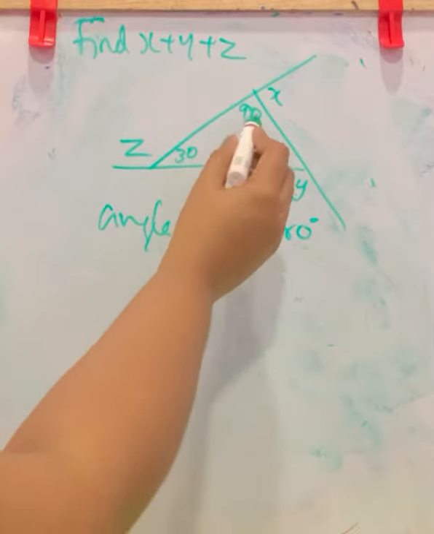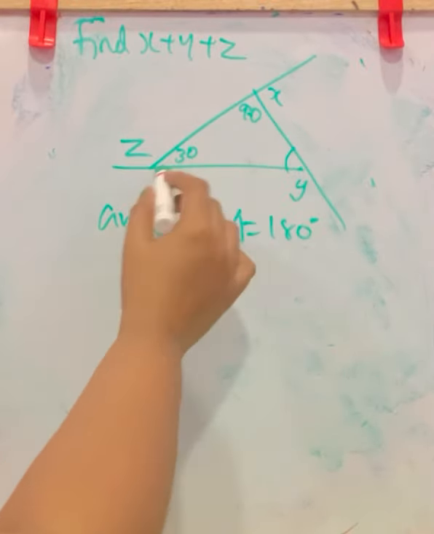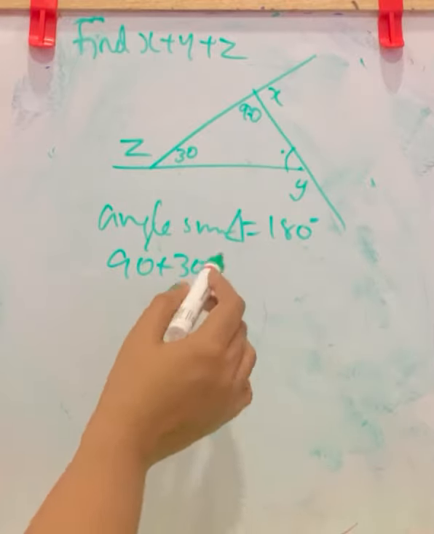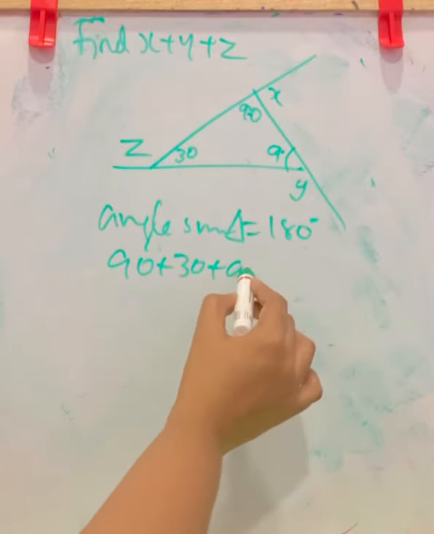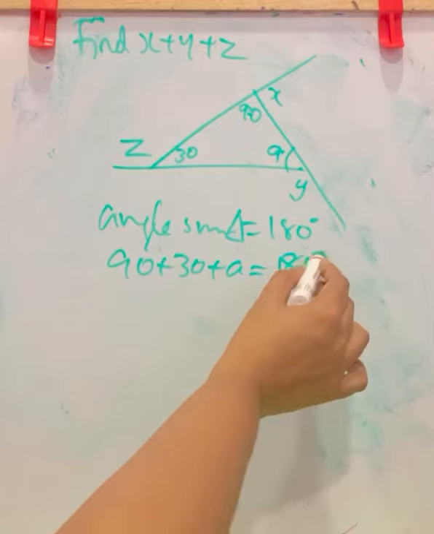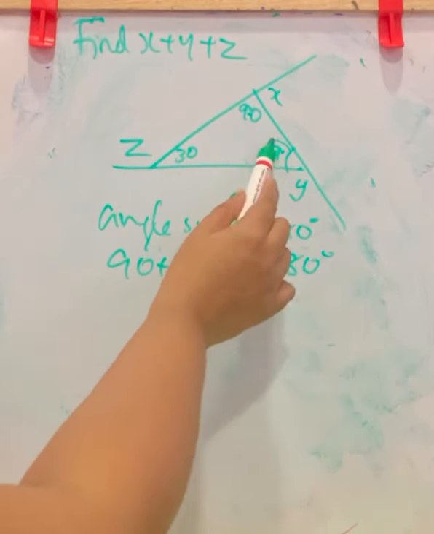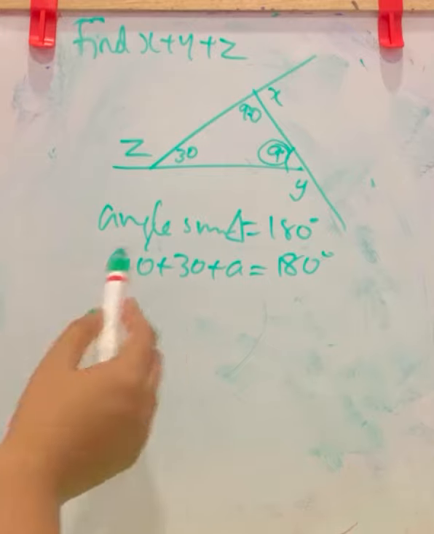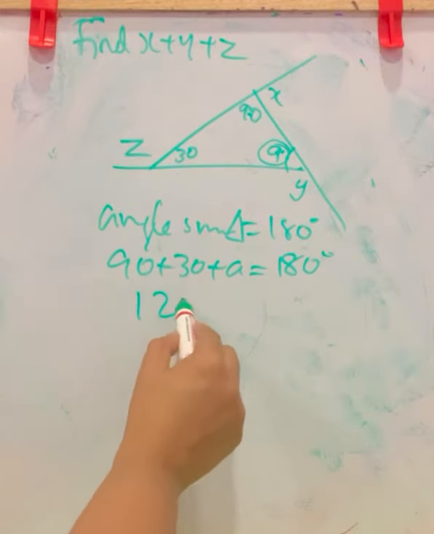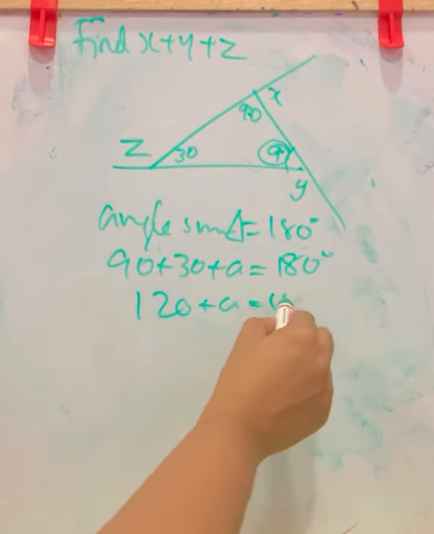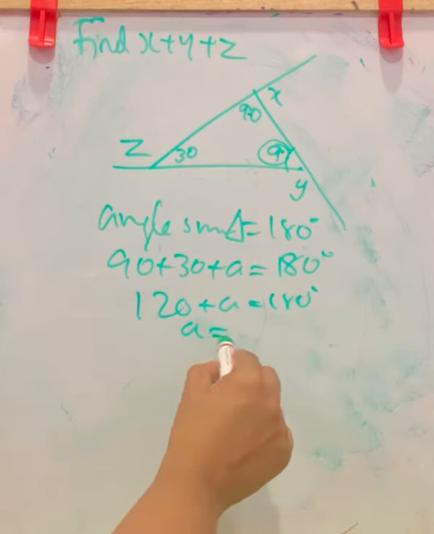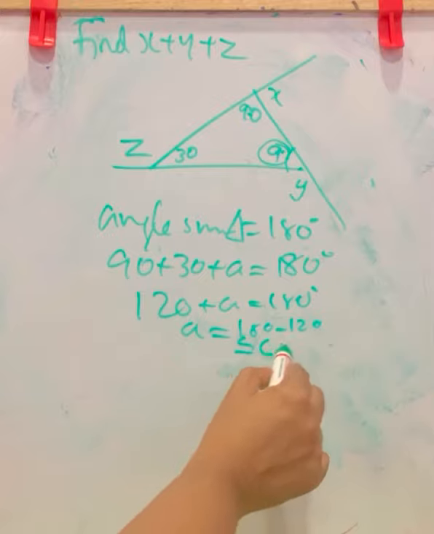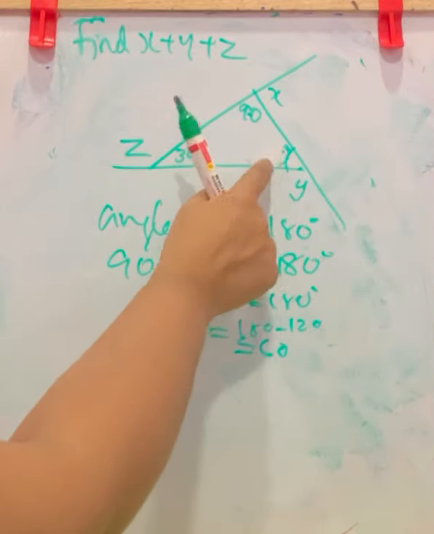So here we have in the interior 90 plus 30 plus, here we don't know, let it be a. So the sum is equal to 180. We have to find the missing angle in the triangle. So 90 plus 30 is 120, plus a equal to 180, and we will get a. 180 minus 120 is 60. So the missing angle here is 60.